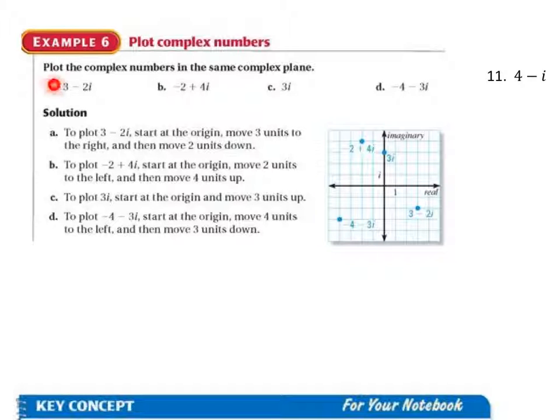Alright, so this is plot the complex numbers in the same complex plane. So here's the thing: in the complex plane, instead of x-axis and y-axis, the real numbers are the x-axis and the imaginary numbers are the y-axis. So see, I have 3 minus 2i, that's like x equals 3, y equals negative 2. So you go 3, negative 2. Okay? Negative 2, 4. 3i is 0, 3. So let's take a look at some of our own examples, try to graph them.